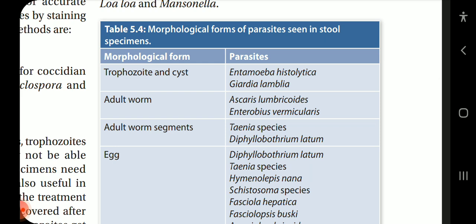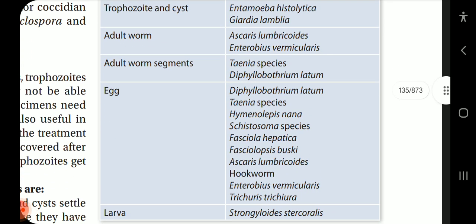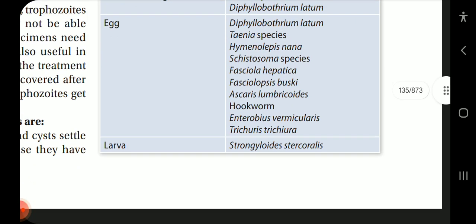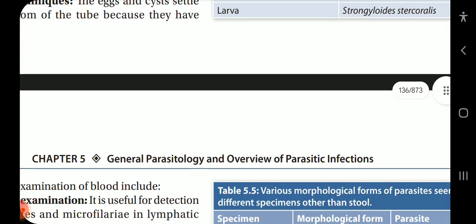Trophozoite and cyst are seen in Entamoeba histolytica and Giardia lamblia. Adult form is seen in Ascaris lumbricoides and Enterobius vermicularis. Adult worm segments are seen in Taenia species and Diphyllobothrium latum. Egg is seen in Diphyllobothrium latum, Taenia species, Hymenolepis nana, Schistosoma species, Fasciola hepatica, Fasciolopsis buski, Ascaris lumbricoides, hookworm, Enterobius vermicularis, Trichuris trichiura, and larvae seen in Strongyloides stercoralis.